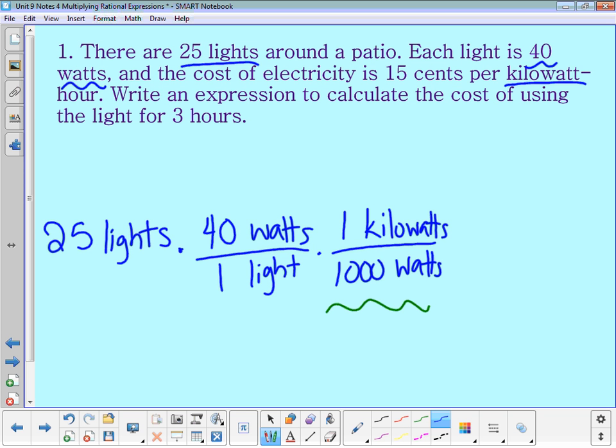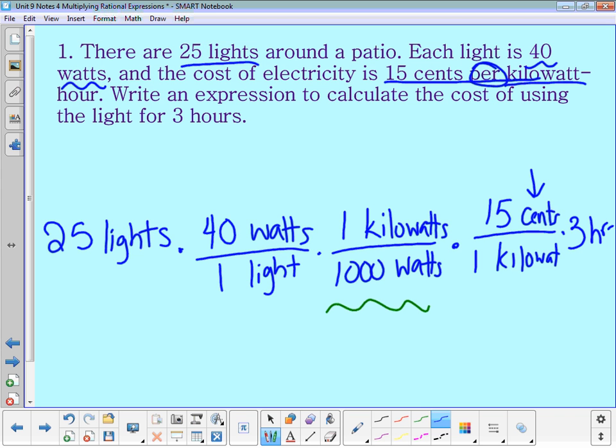The next thing I'm going to do is take what I actually know about the money, 15 cents per kilowatt. That per a lot of times tells you that you're going to be setting up a proportion. So I have 15 cents per 1 kilowatt. Eventually the problem is going to ask us to write an expression to calculate the cost of using the lights for 3 hours. Now I've calculated up to the cost, so I just need to figure out how much it's going to cost per hour. So that's for 3 hours.